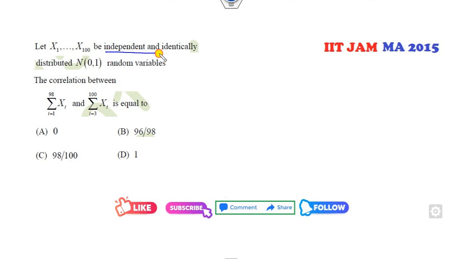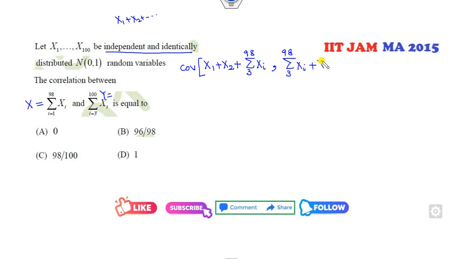Okay, the xi's again are independent, it is given to you. Find the covariance between these. I call this x, this y. Correlation: firstly find the covariance. It's 1 to 98 and 3 to 100. Instead of writing this as x1, x2 up to here, I can make them as a pair: x1 plus x2 and the rest start from 3. Then I can make this as from 3 to 98 and the rest is 99 and 100.